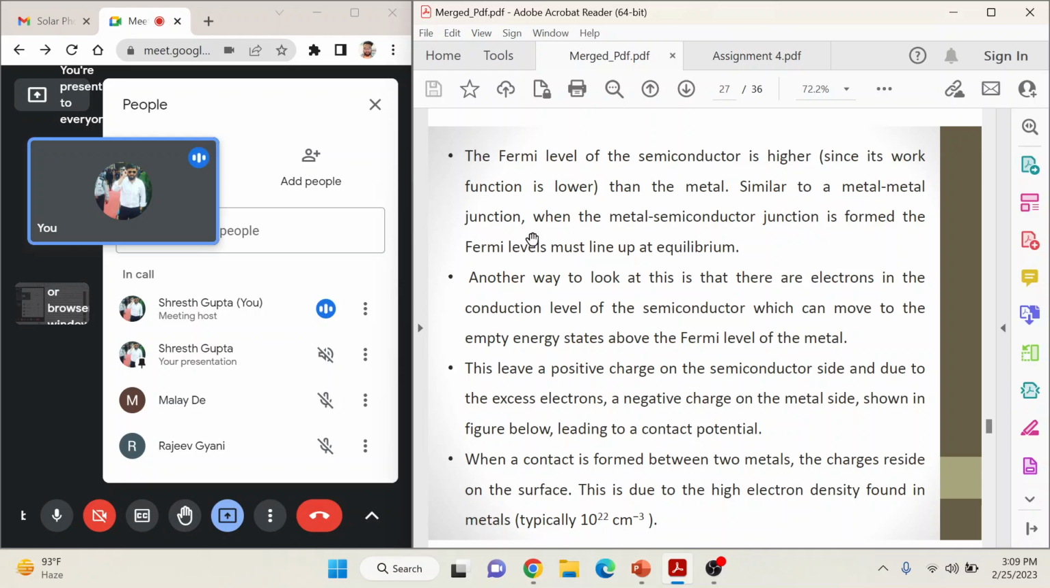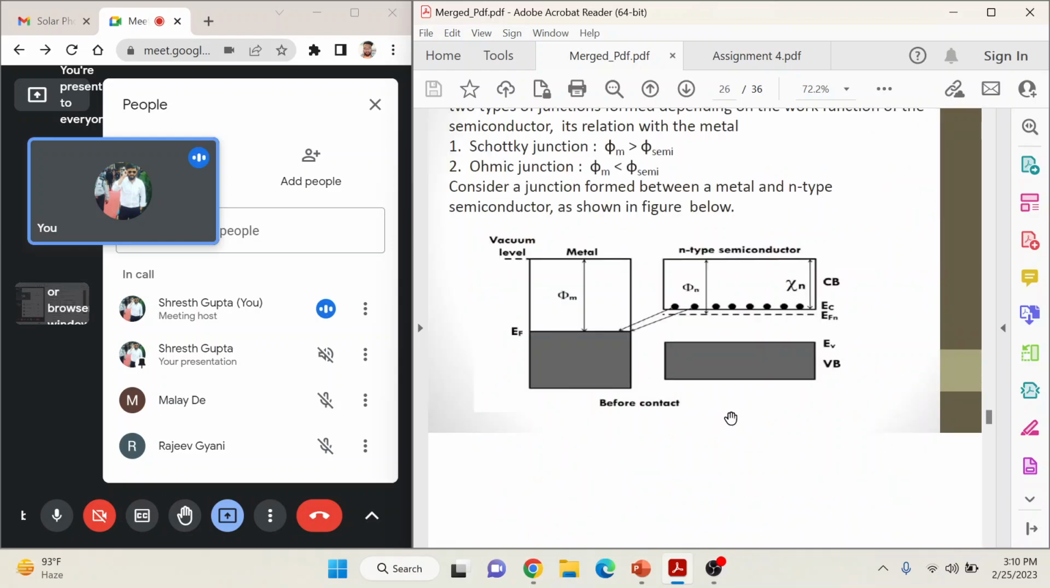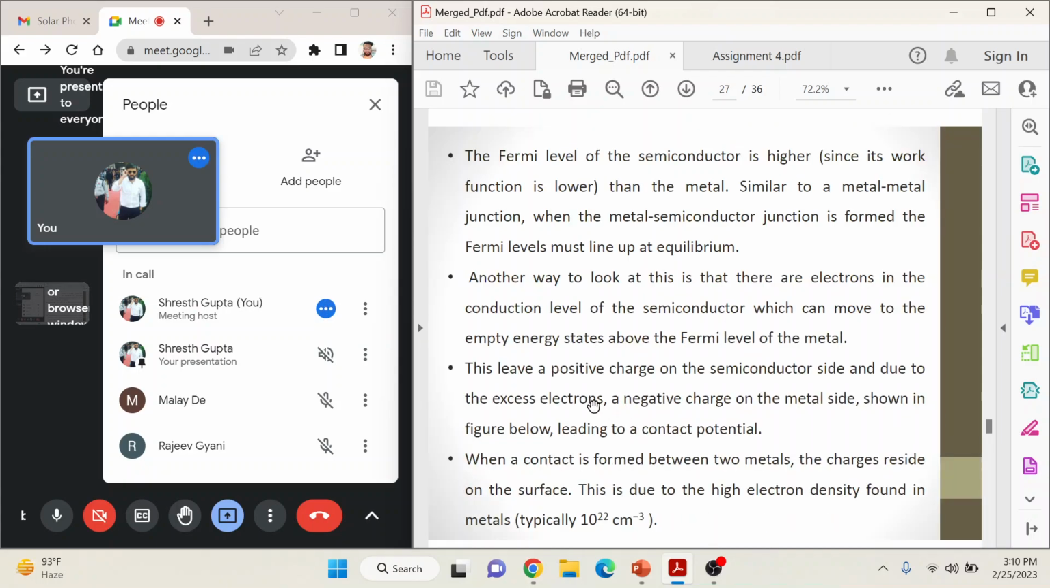Similar to a metal junction, when the metal and semiconductor junction is formed, the Fermi levels must line up at equilibrium. Another way to look at this is that there are electrons in the conduction band of the semiconductor which can move to the empty energy states above the Fermi level of the metal. So this leaves a positive charge on the semiconductor side, okay, are you following? This is the N-type, this is the valence band, metal and semiconductor before contact. Now it leaves a positive charge on the semiconductor side, and due to the excess electrons, a negative charge on the metal side.